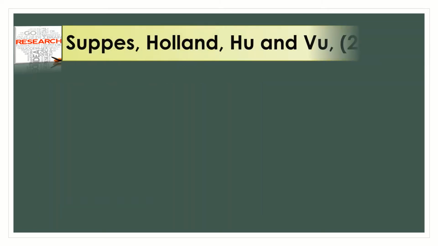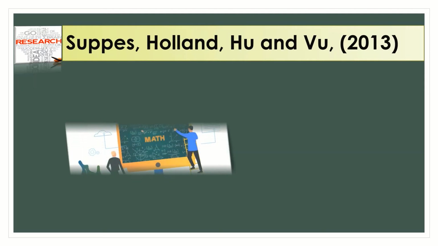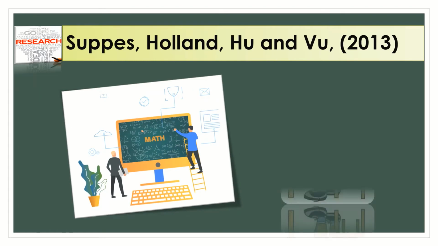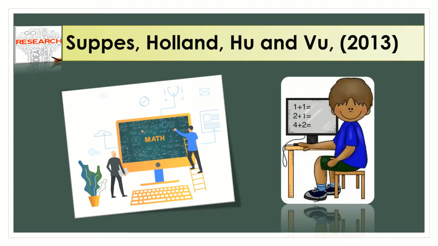Next is from Supes, Holland, Wu, and Wu 2013. They studied the efficacy of computer-managed individualization of the mathematics curriculum in elementary students in the USA. The researchers found no significant difference in performance between the experimental and control condition. However, they found that those students in the experimental group who carefully worked on the mathematics exercises on the computer and were engaged improved more in their mathematics achievement than those students in the control group.